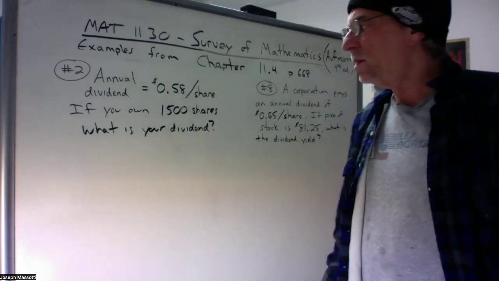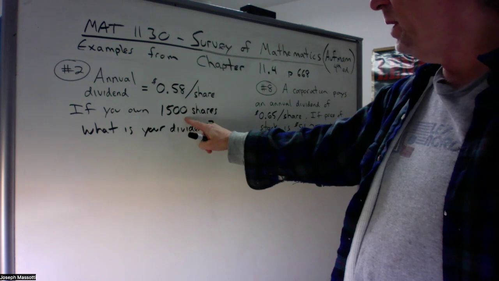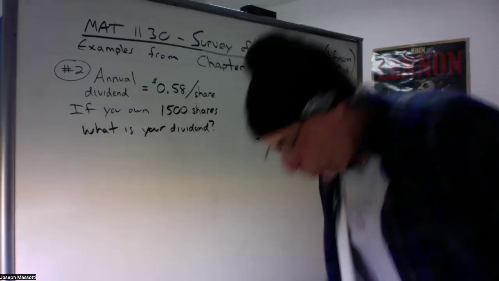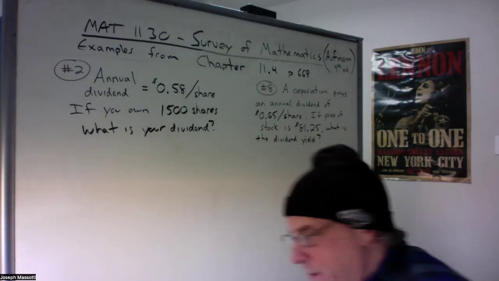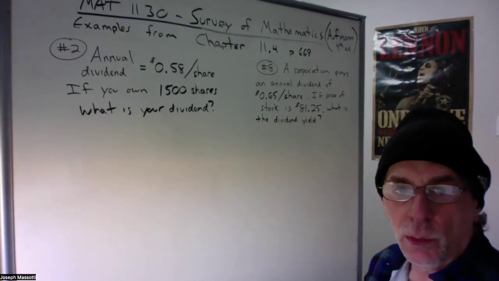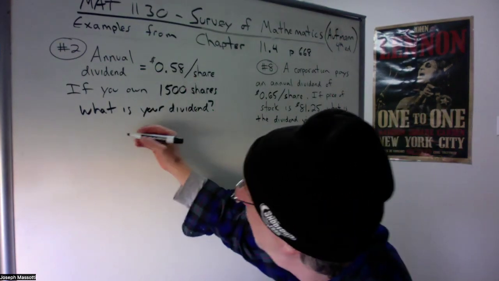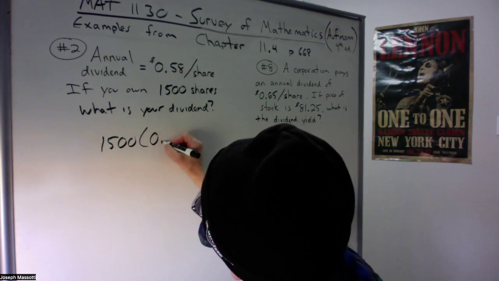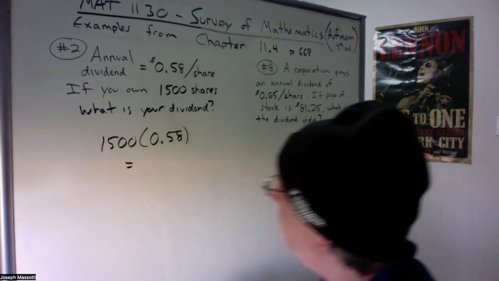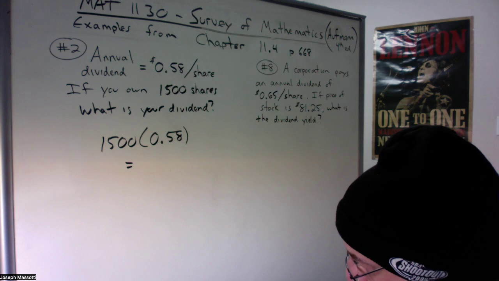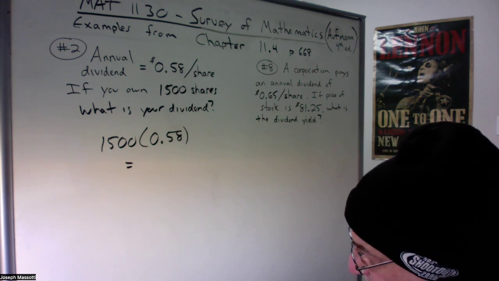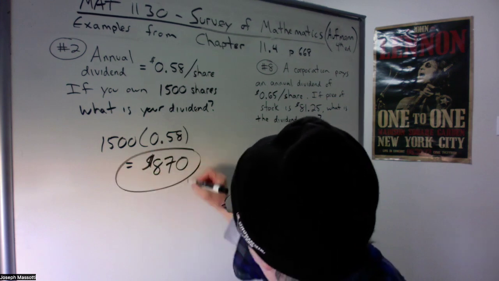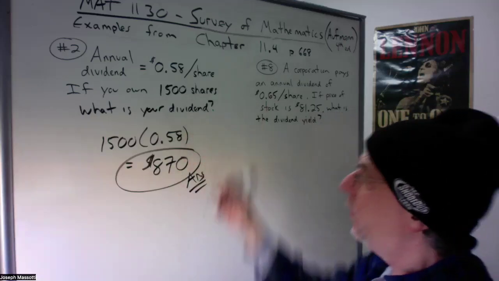All right, well, this is ridiculously simple. All we're doing is multiplying 1,500 shares times 58 cents per share, right? No difficulty there, nothing fancy here. All we're doing is multiplying 1,500 times 58 cents, and that's going to be the amount of dividends. 1,500 times 0.58, then we get $870.